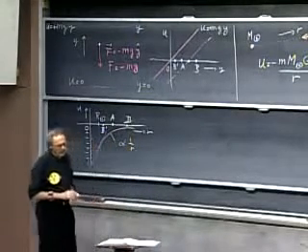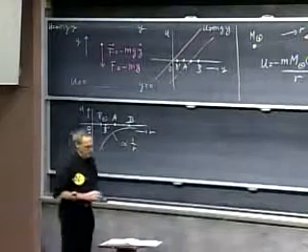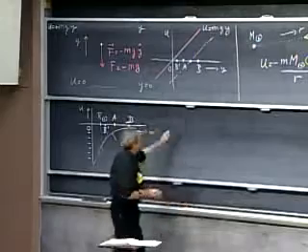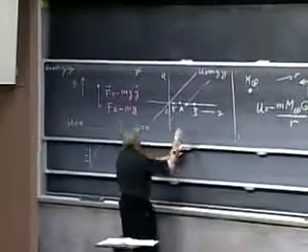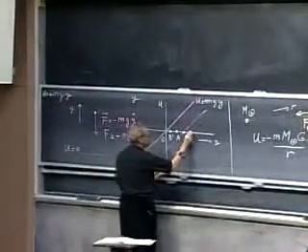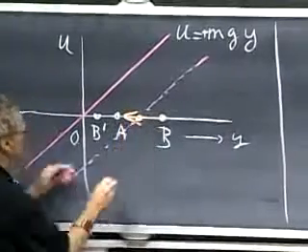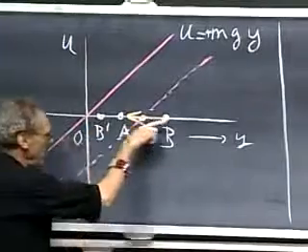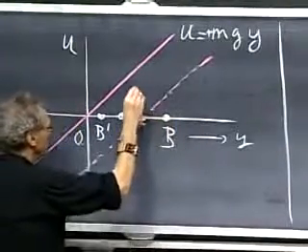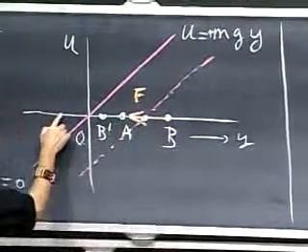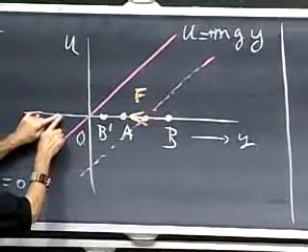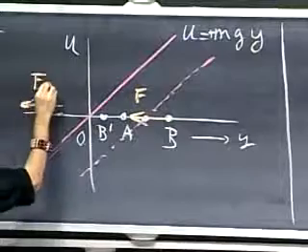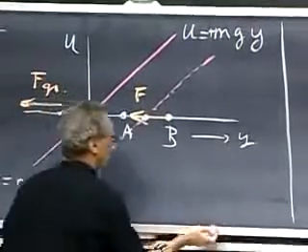The gravitational force is in the direction opposite the increasing potential energy. Notice that when I'm here, the gravitational force is in this direction. Increasing potential energy is this way, the force is in this way. When I'm here, gravitational potential energy increases in this way, the gravitational force is in this direction.